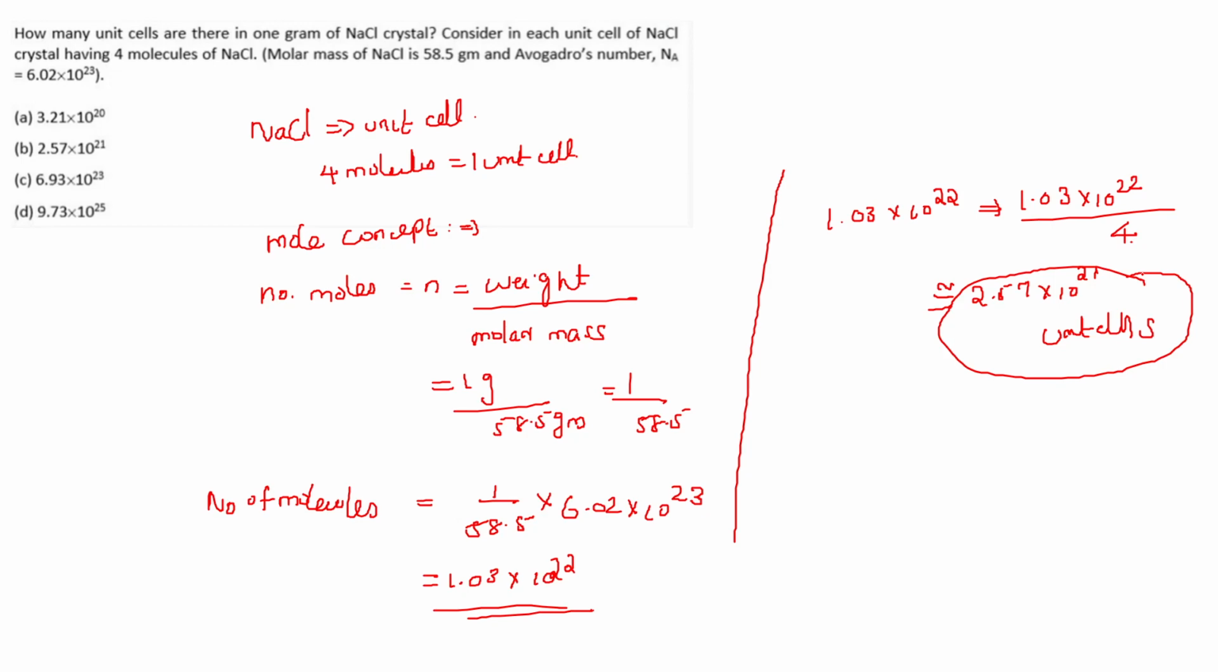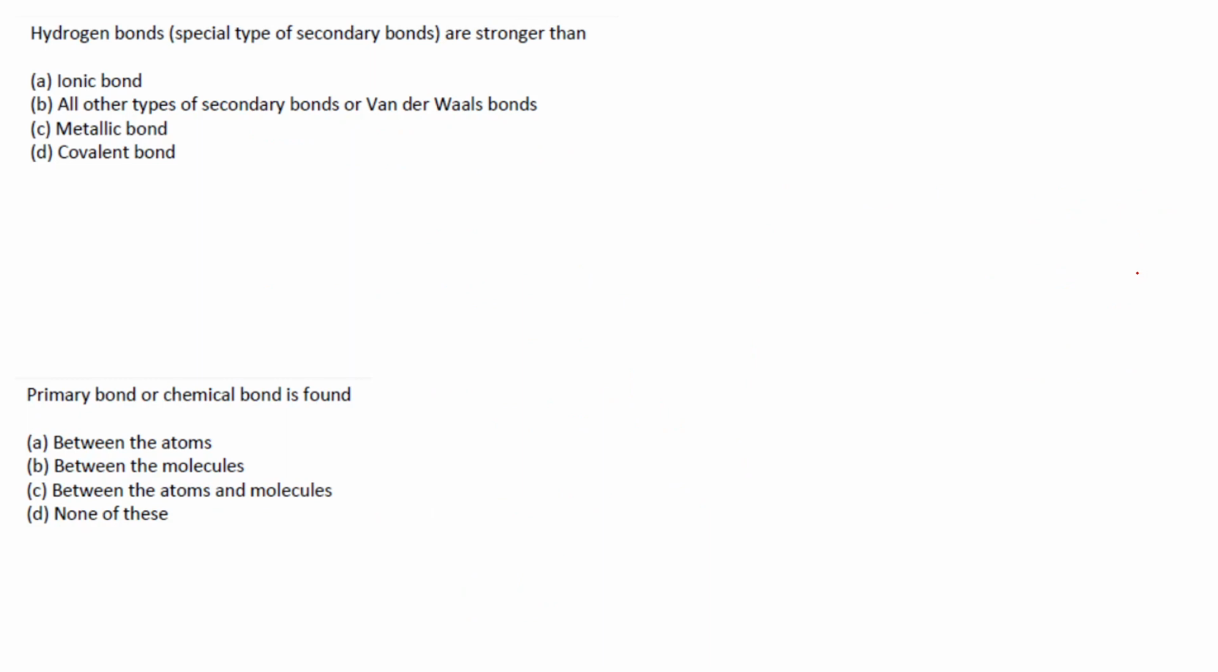Go to the next problem. It's a theory question. Hydrogen bonds, a special type of secondary bond, are stronger than all other types of secondary bonds or van der Waals bonds. So the magnitude of the hydrogen bond is generally greater than that of all other types of secondary bond, with a value as high as 51 kilojoule per mole, that is 0.52 electron volt per molecule. So the option would be all the secondary bonds or the van der Waals bonds.